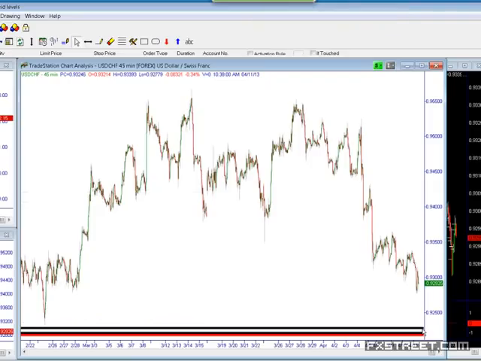So the visual picture is going to paint the opposite picture of what you want to see, but that's not a bad thing. That's a good thing.